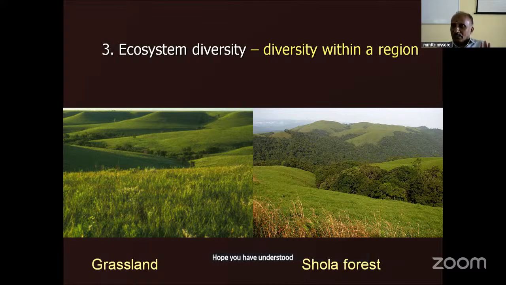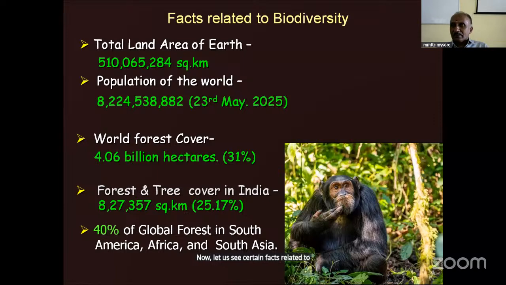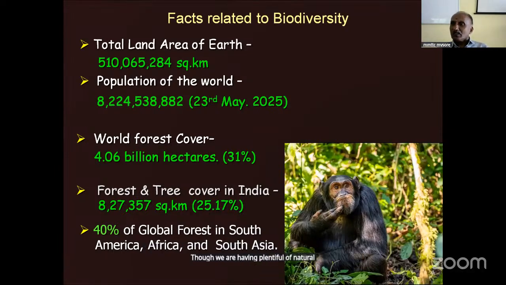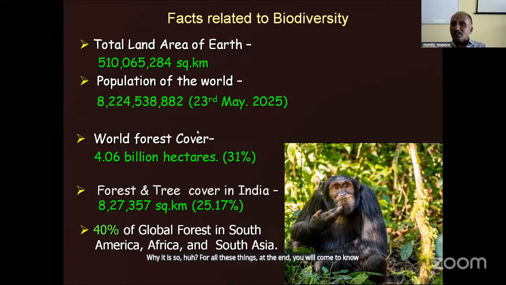Hope you have understood. So there are three types of biodiversity: genetic diversity, species diversity, and ecosystem diversity. Now let us see certain facts related to biodiversity. That is just for information, and I will let you know why I am showing these things. Because in the beginning itself, I told you that India is the second largest country in the world to have maximum natural resources. Though we have plentiful natural resources, we are not ranking number 2 in our economy. Why is it so? At the end, you will come to know what may be the reasons for all these things.